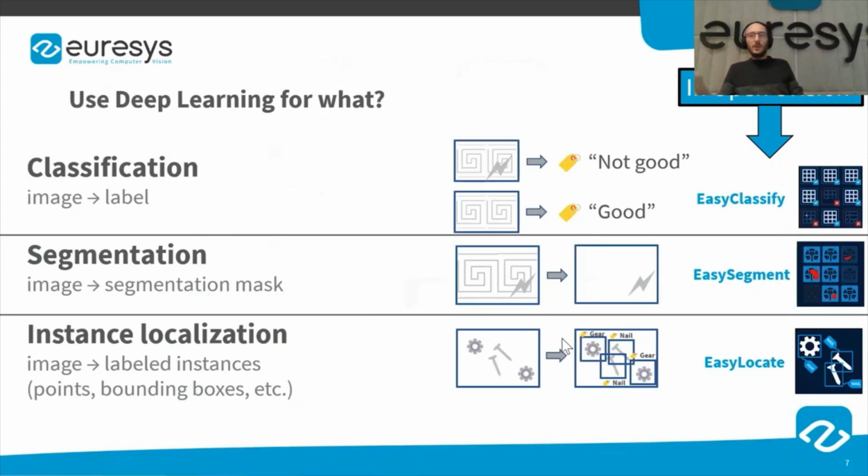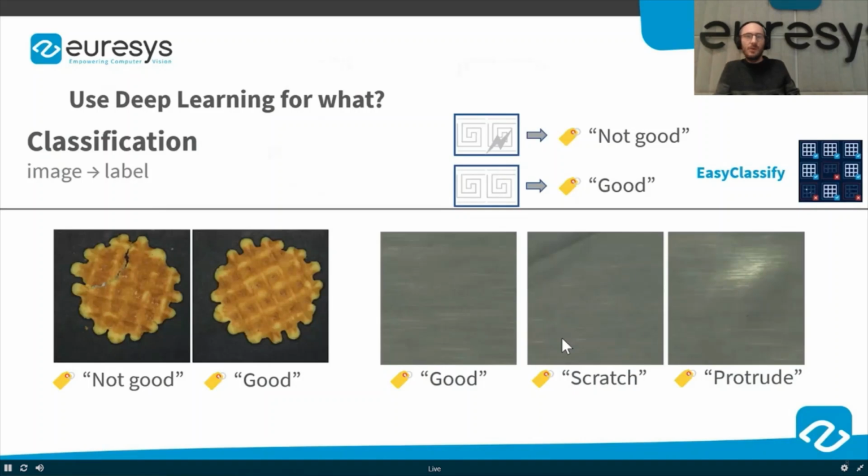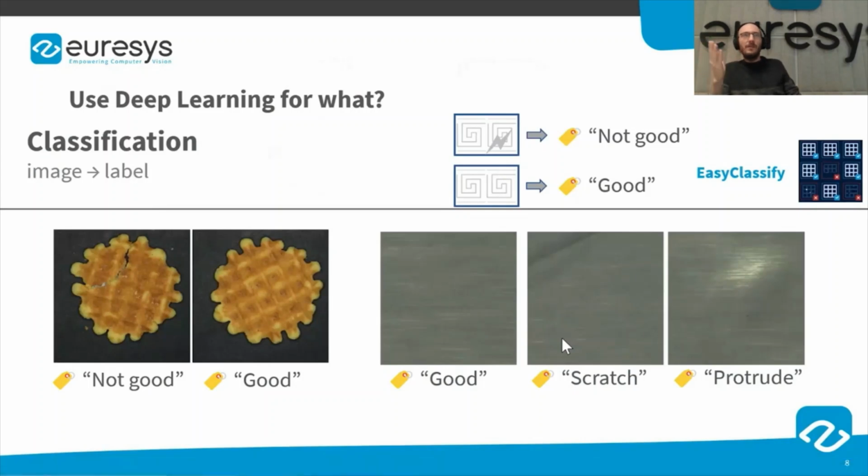So for what can you use deep learning? Here I have categorized the deep learning algorithm for image-based inspection in 3 big categories: classification, segmentation, and localization. For classification, we want to predict for each image a category. It can be used for defect detection, product recognition. It will usually be one of the fastest of the deep learning algorithm.